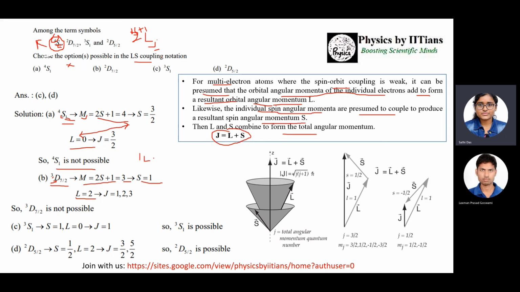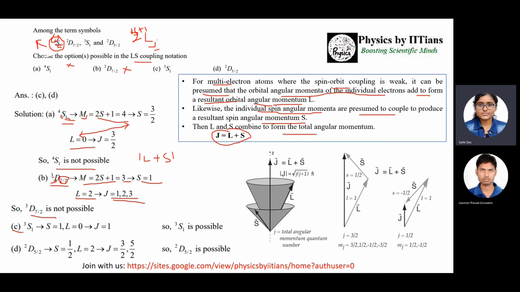That is, it can be L plus S to mod of L minus S. So L plus S means 2 plus 1, that is 3, and L minus S equals 2 minus 1, which is 1. So 1, 2, 3, these are the three different values. So now you see that J values 1, 2, 3 should be there, but there is no value of J that is 7 by 2. So 3D7 by 2 is also not possible. So option B is also incorrect.